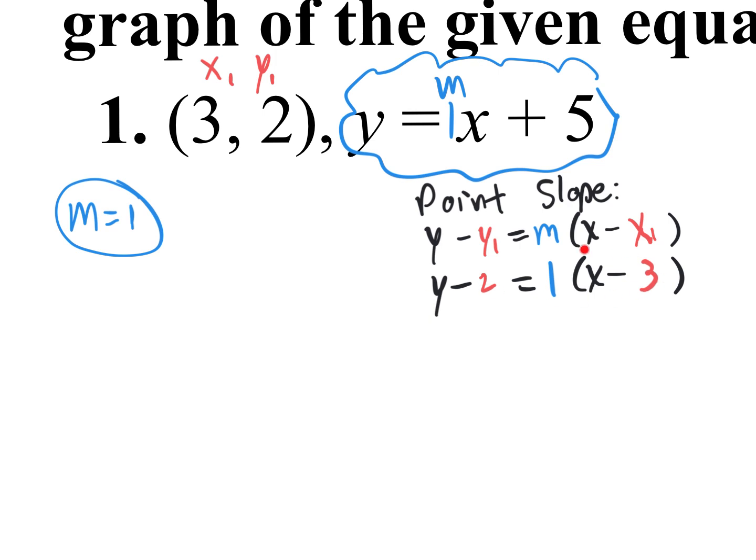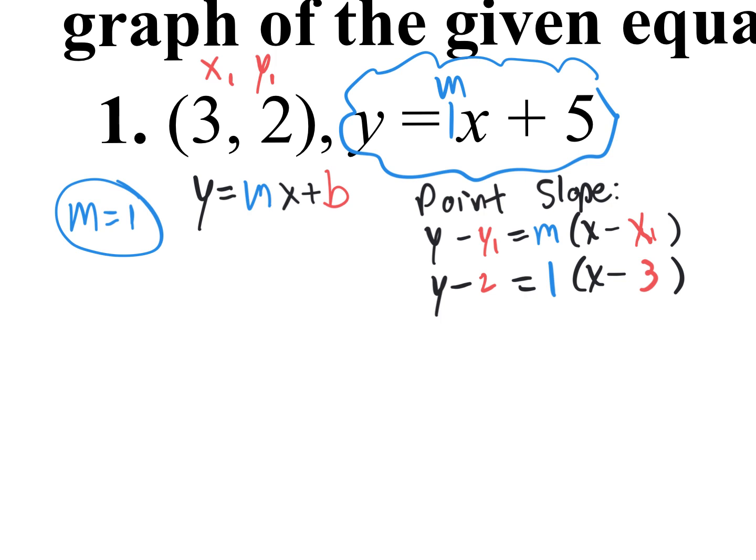Now this is the equation of the line that passes through the point 3, 2 and has a slope 1. This is in point slope form. If the instructions would have said, write your equation in point slope form, I would be done right here. There's nothing else to do. But it does say slope intercept form, okay? So they want us to make it look like this, y equals mx plus b. They want us to make it look like that.